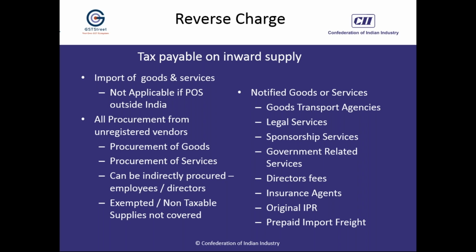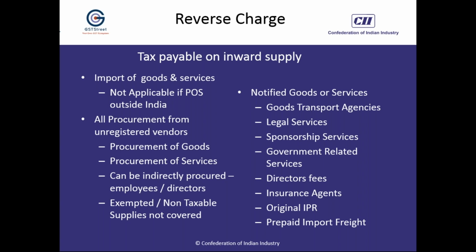In these unregistered dealer supplies, if there are certain supplies which are non-taxable under GST or exempted, then they need not be considered. There are other domestic suppliers where the supplier may be a registered person, but you will be required to pay tax on that, which we call domestic reverse charge. So these are types of services, the GTA services, goods transport services, or a lawyer who has given legal services to us, which is also required to be paid under reverse charge, or sponsorship, where your organization is sponsoring the event. In that case, the tax is payable by the sponsoring organization.